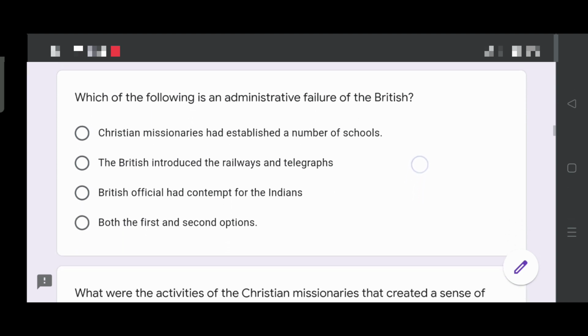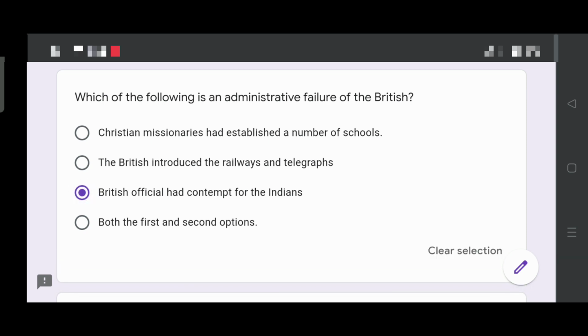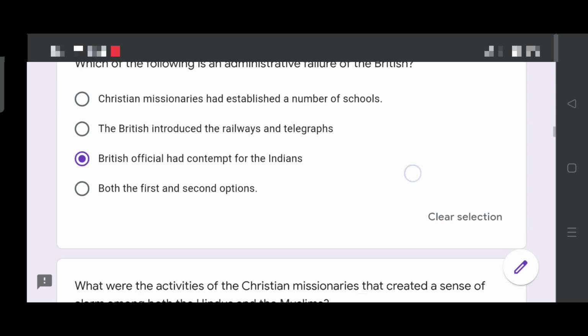Which of the following is an administrative failure of the British? Christian missionaries had established a number of schools. The British introduced the railways and telegraphs. British officials had contempt for the Indians, both the first and second options. The right answer, British officials had contempt for the Indians. Unpopular administration of the British. There were several reasons which made British administration highly unpopular, and this is one of them.